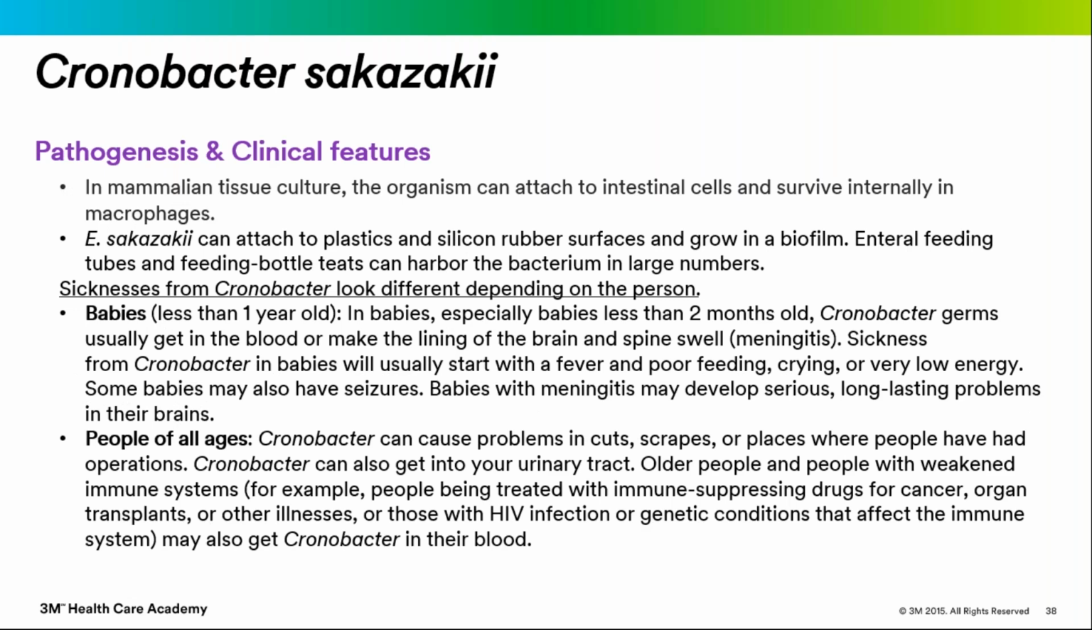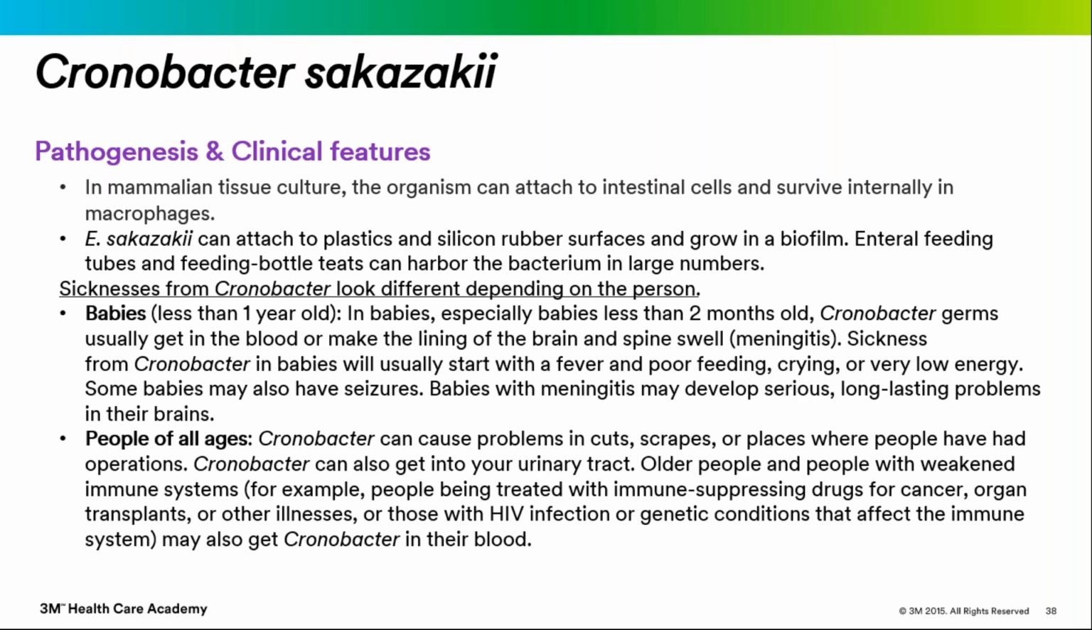Now let us understand the pathogenesis and clinical features. In mammalian tissue culture, the organism can attach to intestinal cells and survive internally in macrophages. This organism can attach to plastics and silicone rubber surfaces and grow as biofilm. Enteral feeding tubes and feeding bottle teats can harbor the bacterium in larger numbers. Sickness from Cronobacter looks different depending upon the person.